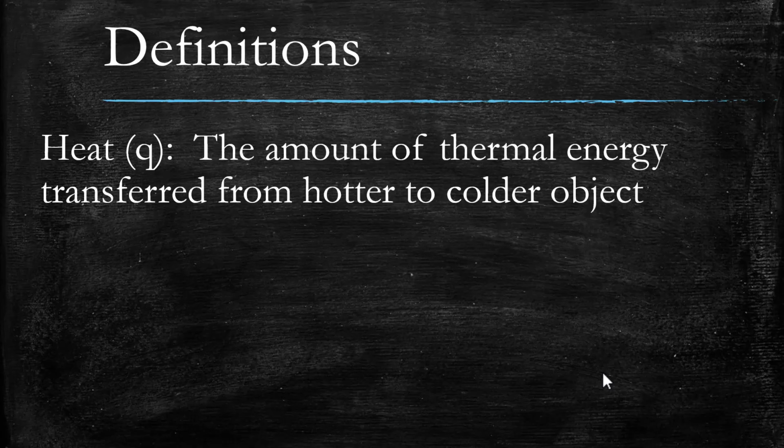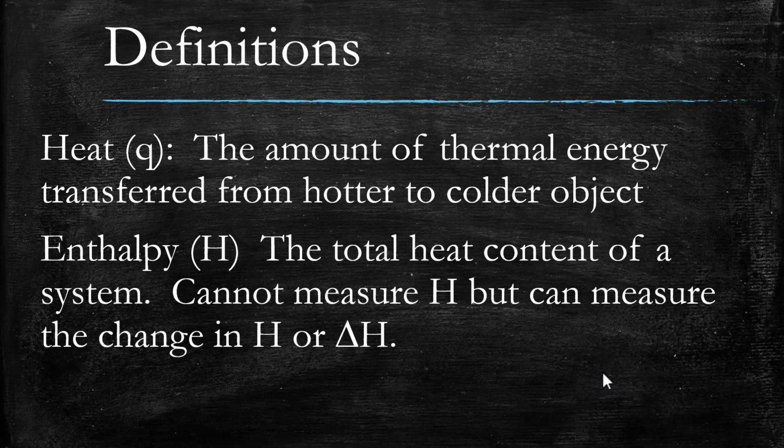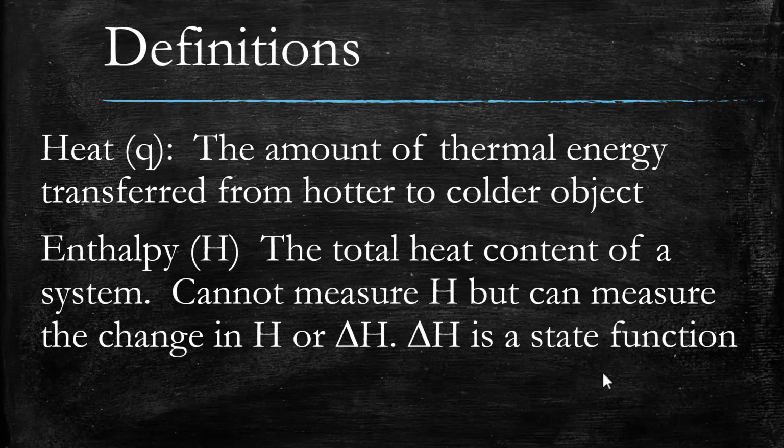Heat is the amount of thermal energy which is transferred from a hotter to a colder object. Enthalpy, or H, is the total heat content of a system. Now, we can't measure that value, but we can measure the change in H, or the delta H, and delta H is a state function.